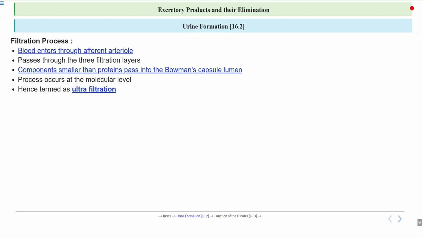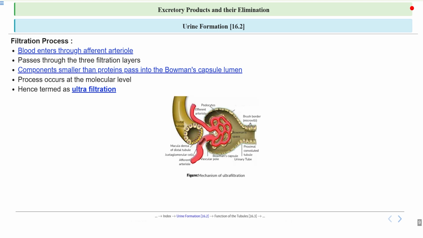Because of the fine structure of this process, it's called ultrafiltration. This term highlights just how precise and thorough the kidney's filtration system is. So you can take a look here at how blood flows in and passes through the filtration layers, and only certain substances enter the Bowman's capsule.